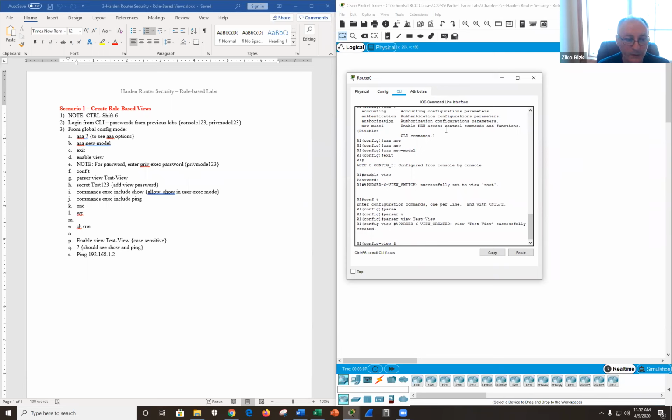And I want to password protect it. So secret. Do you guys remember what's unique about secret in iOS? What happens every time you use secret in iOS? Anybody? Oh, it encrypts that password, right? Thank you very much. So it encrypts it. What algorithm does it use?